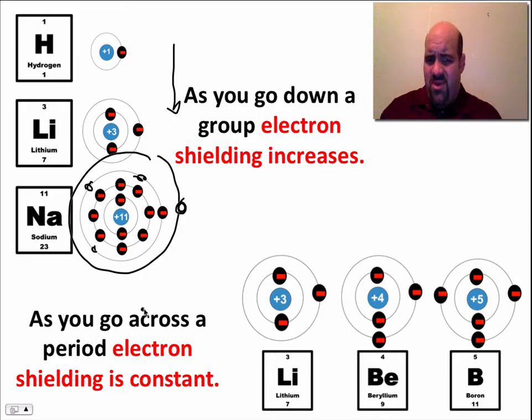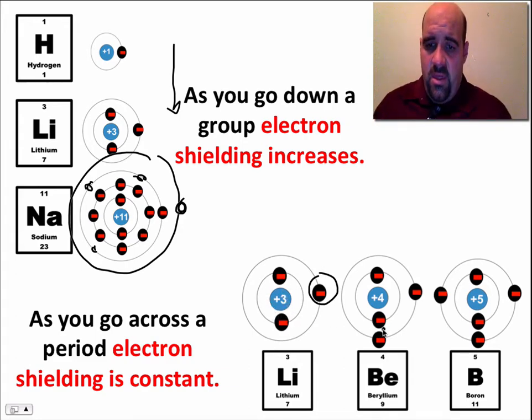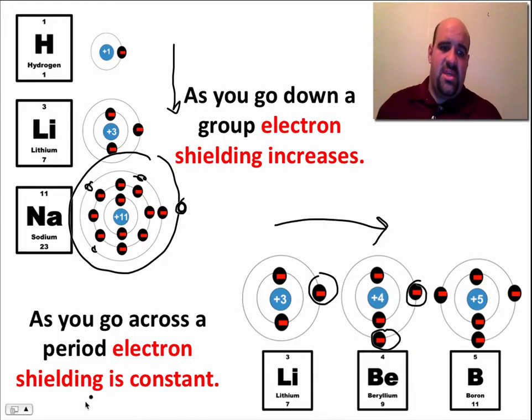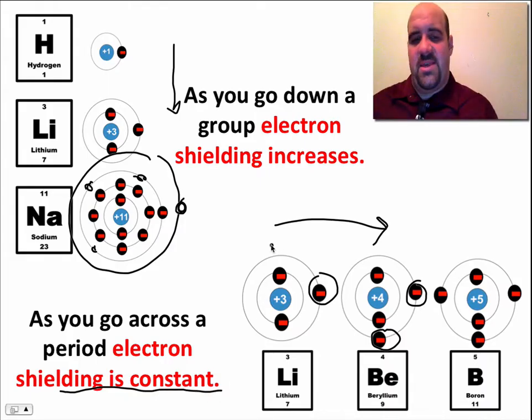As you go across a period, what happens to electron shielding? It stays constant because the energy levels stay constant. This electron is being shielded by these two electrons inside of it. These two electrons are still only being shielded by these two electrons. These three electrons for boron are being shielded by these two. So as we go across the periodic table, shielding is constant, and these two things are going to be huge for the rest of our understanding of the periodic table.